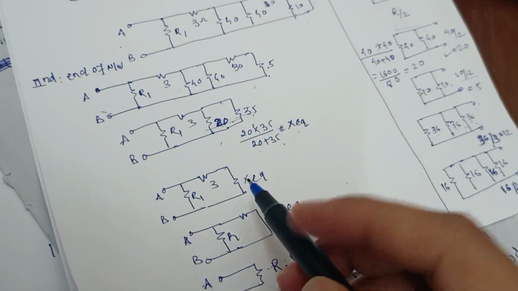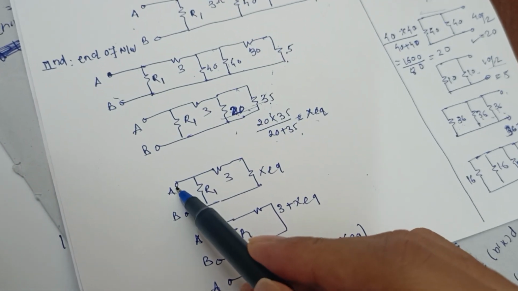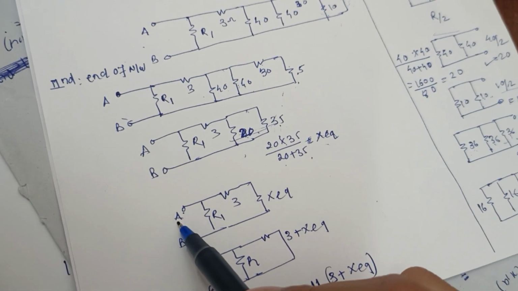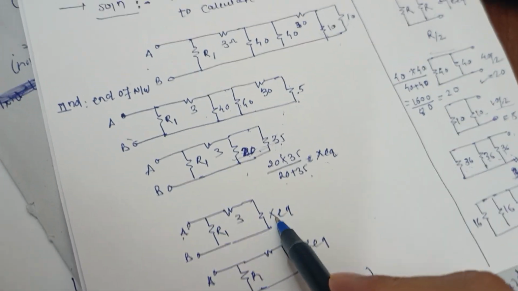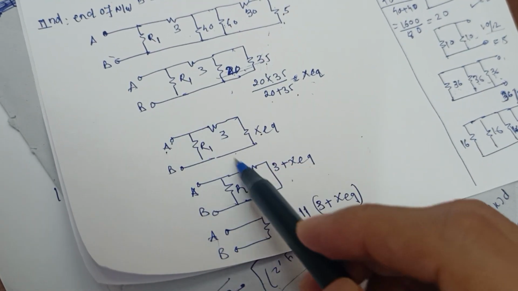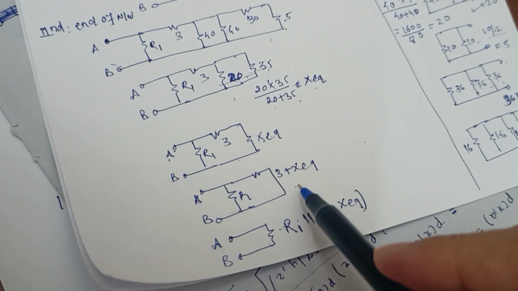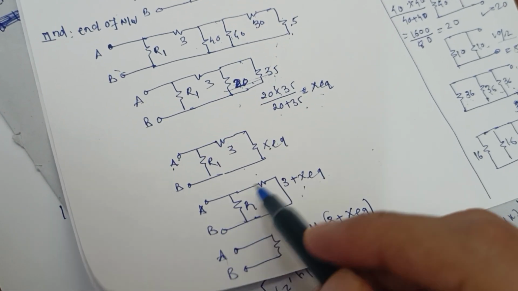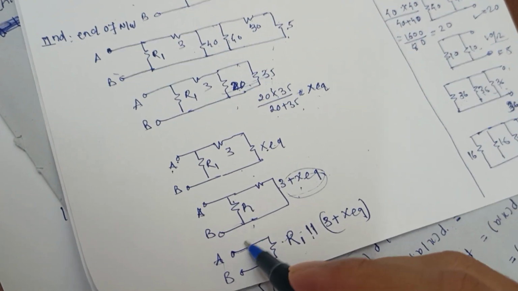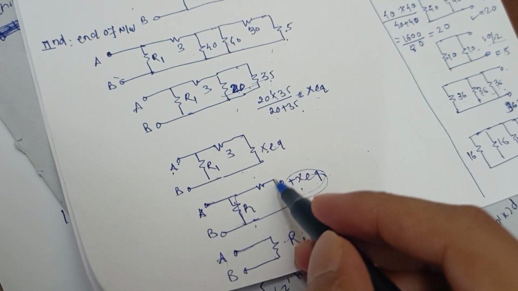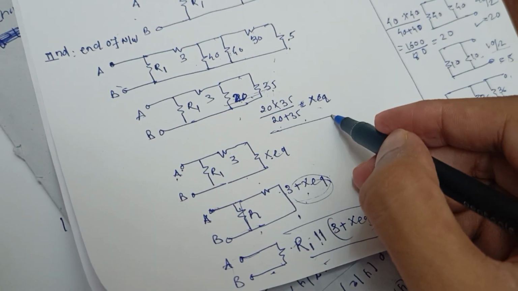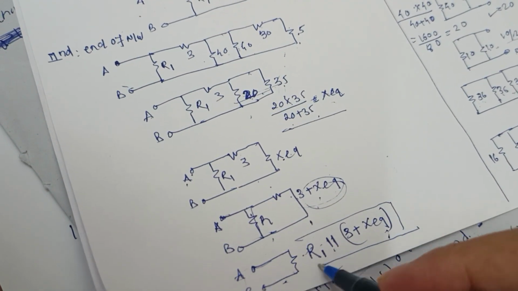Okay, so now coming to the next part. We are not disturbing the terminals in this whole process. We should not disturb our terminal. That's the main fundamental rule. So this X equivalent will be in series with 3 ohm. So 3 plus X equivalent is the equivalent resistance, and this whole resistor will be in parallel with R1. So across this you are getting R1 parallel with this resistor. If you calculate the value of X equivalent and put it into this, you will get the answer.